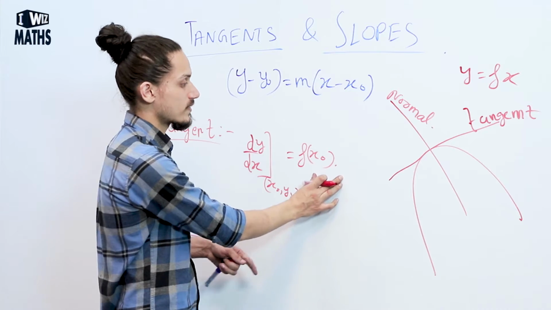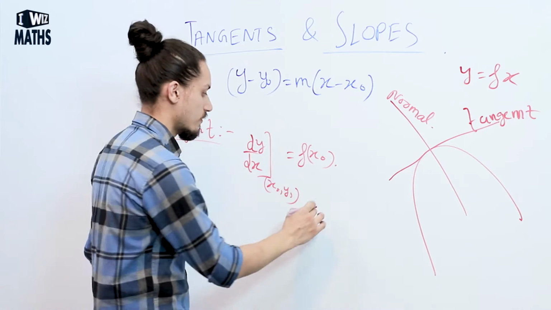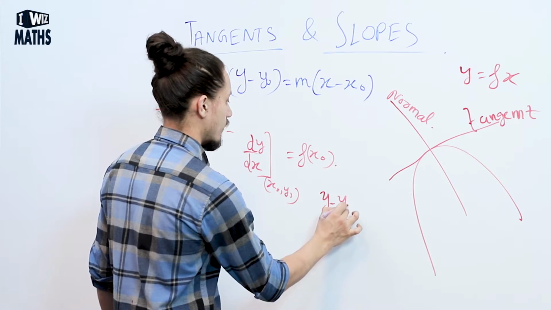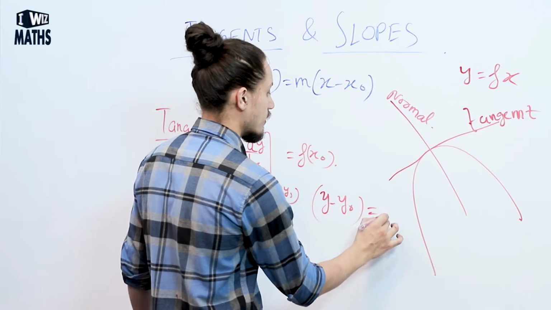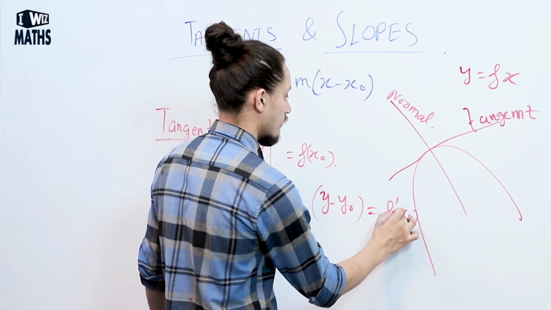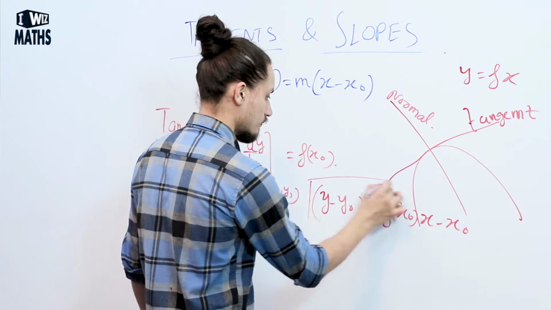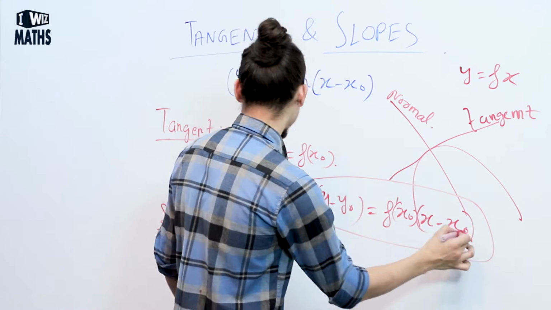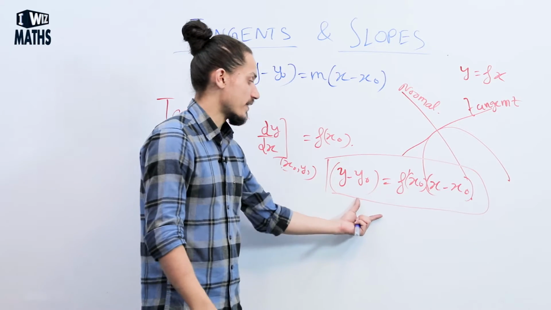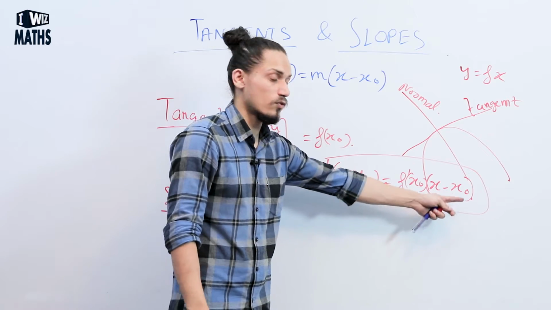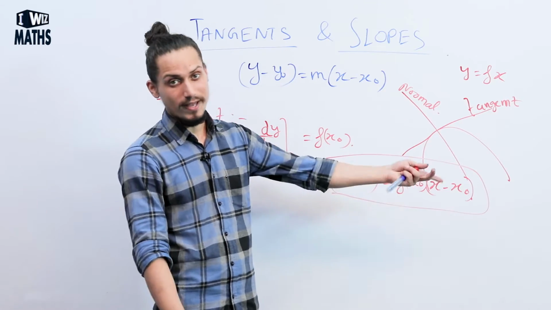The equation of the tangent to the curve y is equal to f(x) at point (x0, y0) is given by y minus y0 is equal to f dash x0 into x minus x0. This is the slope of the tangent, and this is the equation of the tangent at point (x0, y0) passing through the curve y is equal to f(x).